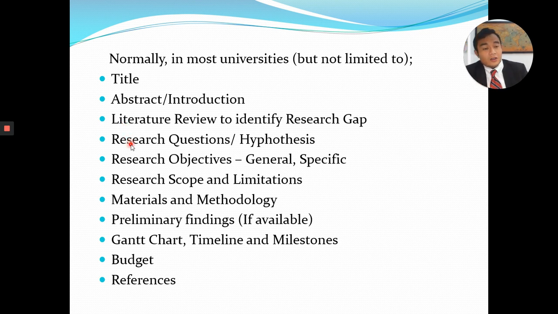Research questions or hypotheses, it depends, but in science, normally we use research questions. Hypothesis is suitable normally for social science and humanities. Research objective, general, specific, research scope and limitations, materials and methodology, preliminary findings if available, and followed by Gantt chart, timeline and milestone, and we'll end it with budget and references.